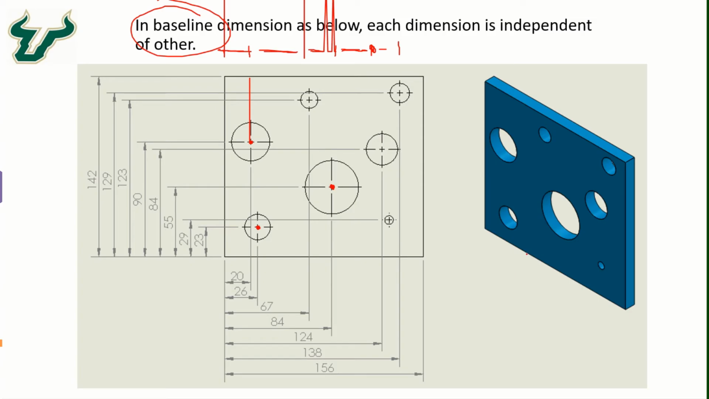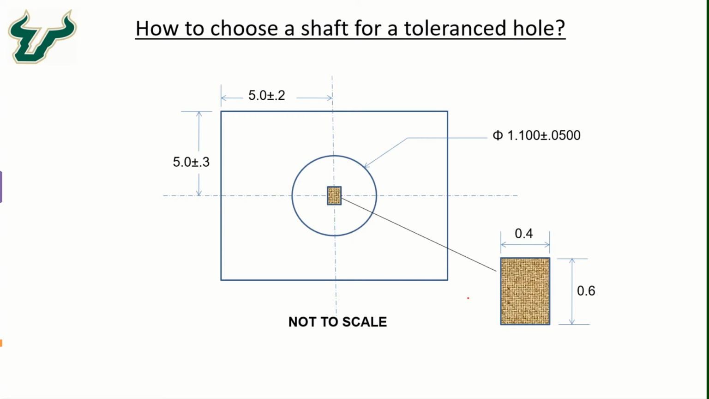All right, so now let's take a look at how to choose a shaft for a hole that is toleranced. In this example, we want to design a shaft that must pass through this rectangular plate. The plate has a hole through which the shaft is supposed to pass, and the hole, when we manufacture it, has locational tolerances in the X and the Y direction. Along the X direction, we have the tolerance of 5.0 plus minus 0.2 inches, and in the Y direction it is 5.0 plus minus 0.3 inches.